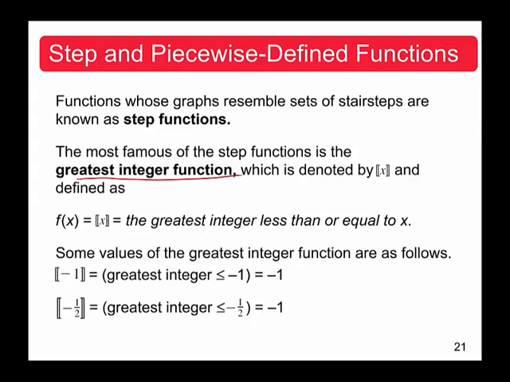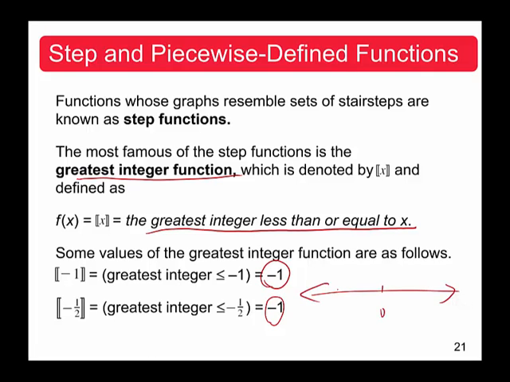Whatever number you put into the greatest integer sign, the result must be the greatest integer less than or equal to x. For example, the greatest integer of negative 1: the greatest integer which is less than or equal to negative 1 must be negative 1. Also, the greatest integer less than or equal to negative half must be negative 1, if you put it on the number line.